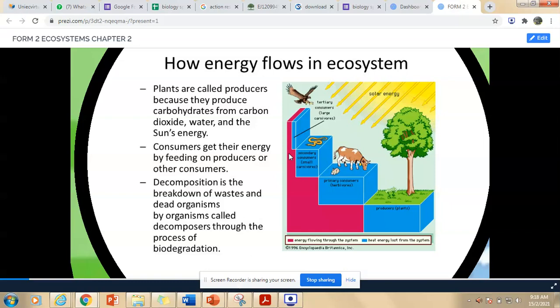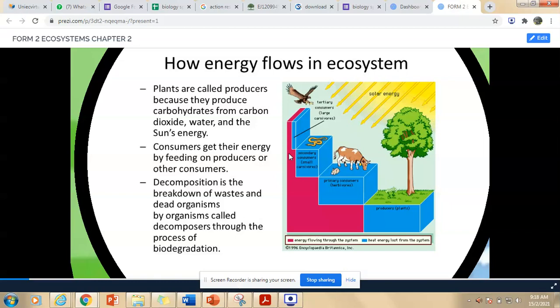Okay, consumers get their energy by feeding. Okay, jadi maksudnya consumer ni dia akan dapat energy dia daripada dengan consume. Okay, dengan memakan organism yang lain.